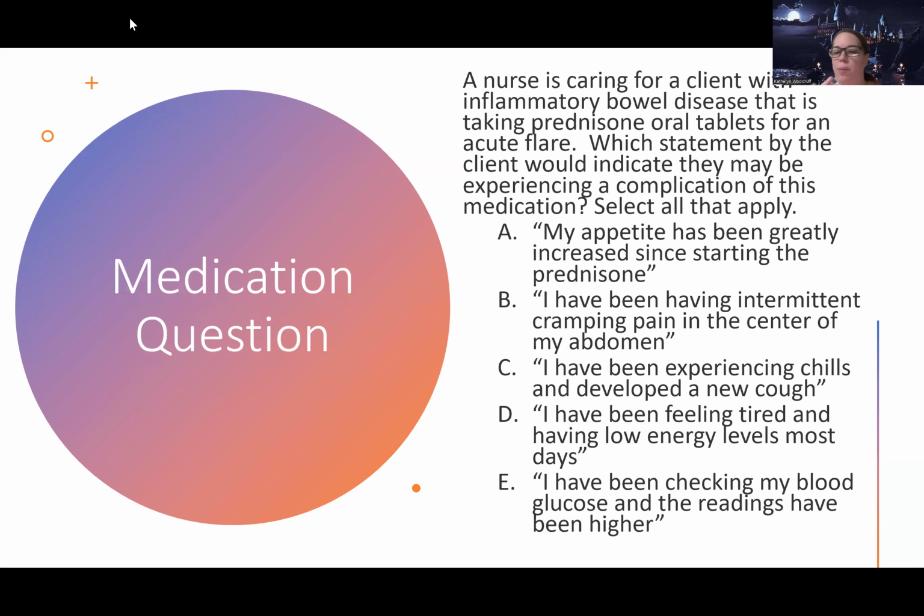Last but not least, E, I've been checking my blood glucose and the readings have been higher. For this one, I'm also going to say yes, it's a complication, because the three things I think about with prednisone are that it increases your appetite, increases your blood sugar, and decreases your immune system. So this is another sign of a complication, just having the higher blood glucose readings. So the correct answers here that are a sign of a complication of steroids would be C, for causing infection, and E, for causing increased blood glucose.